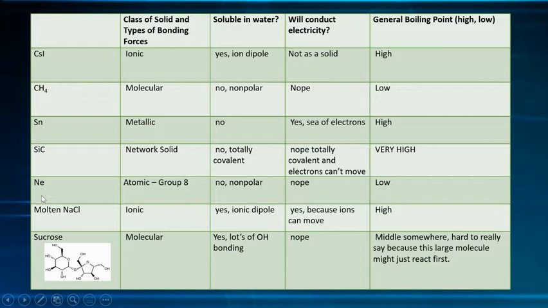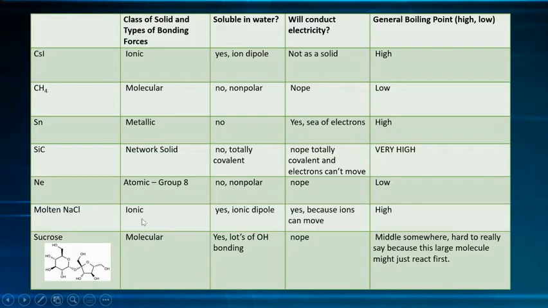Neon is a noble gas, so it would have just one type of atom, so it would be atomic bonding, very weak bonding, London dispersion forces only. It would easily turn into a gas. Easily. It's very low boiling point, and it would definitely not conduct electricity.